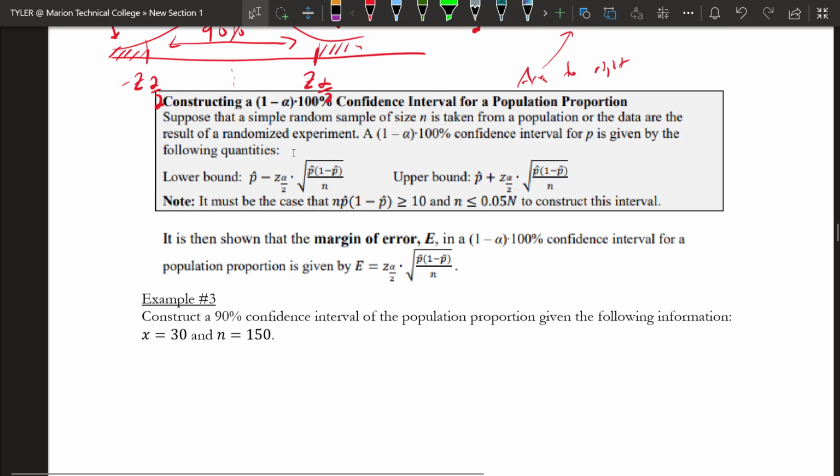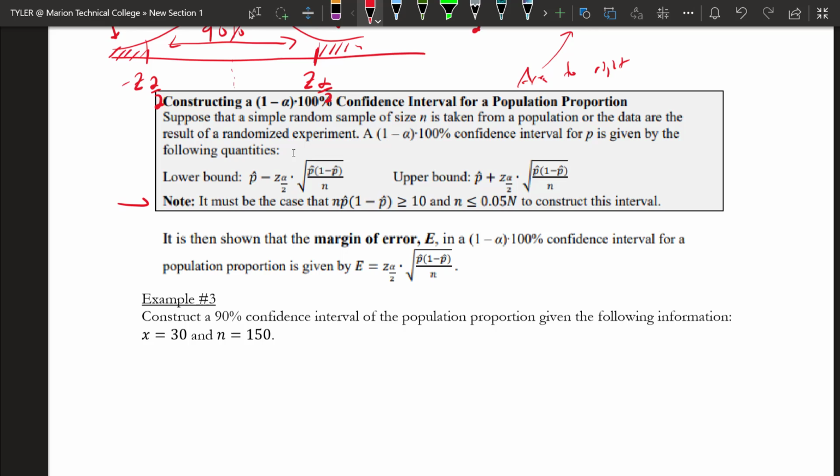Right? So then just to summarize some things we've been talking about. When we want to construct a 1 minus alpha times 100% confidence interval for a population proportion, you're going to suppose that a simple random sample of size n is taken from a population, or the data are the result of a randomized experiment, and then the confidence interval for p is given by the following quantities. You're going to have a lower bound and an upper bound, right? And we find these by taking the point estimate, adding and subtracting the margin of error.